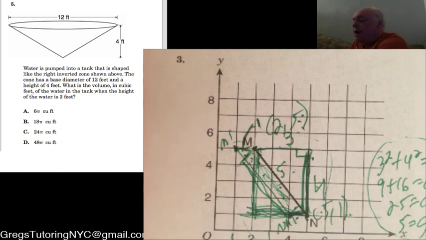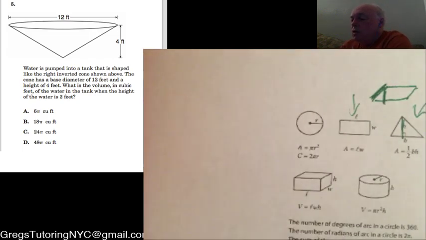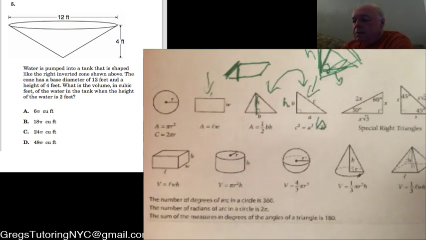So I'm going to bring back this little sheet that had the shapes on it, and we're going to talk about that a little more. And the warning just popped back up. YouTube.